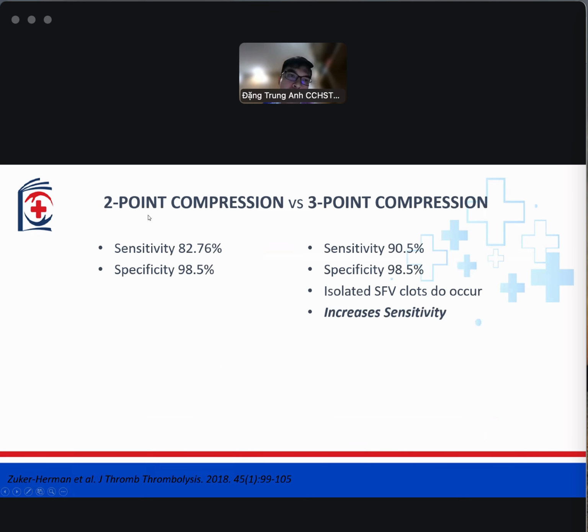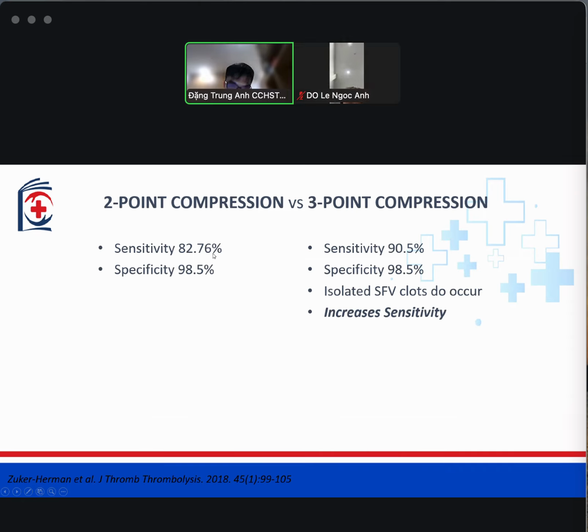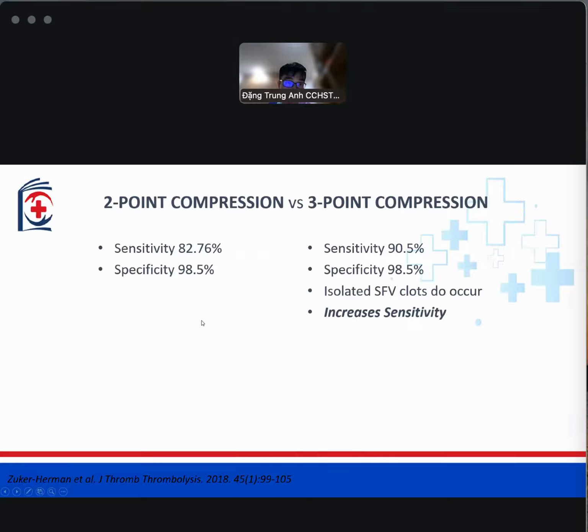The 2-point compression has a sensitivity of 85.76% and a specificity of 98.5%. And the 3-point compression has a sensitivity of 90.5% and a specificity of 98.5%. And also, isolated FV clot does occur. So if we do the 3-point compression, it can increase the sensitivity for finding DVT in the patient.